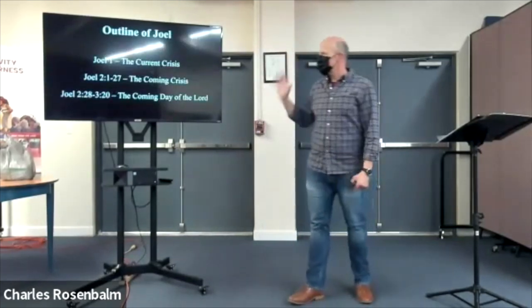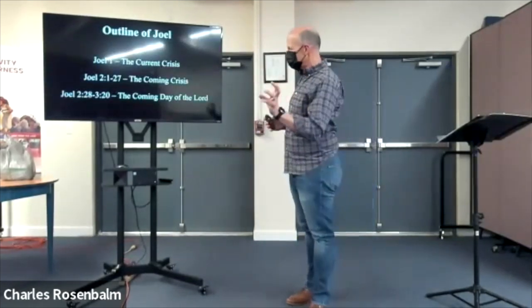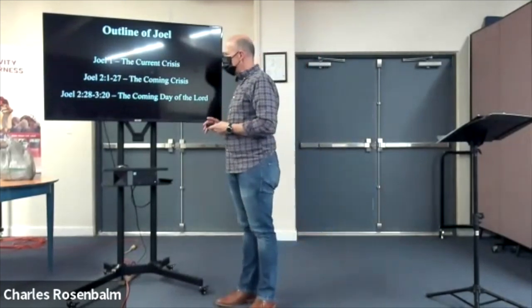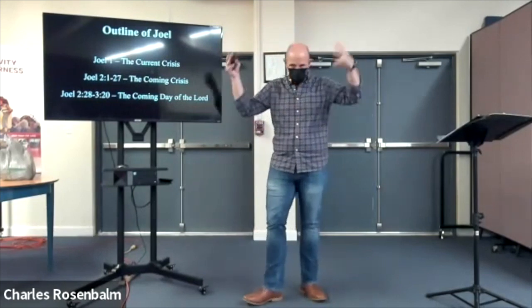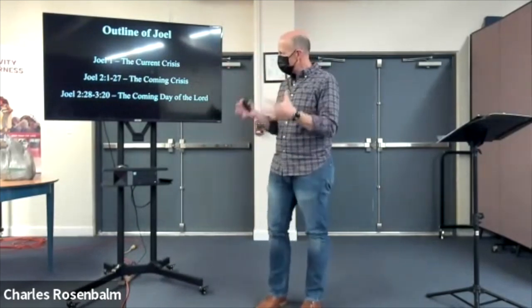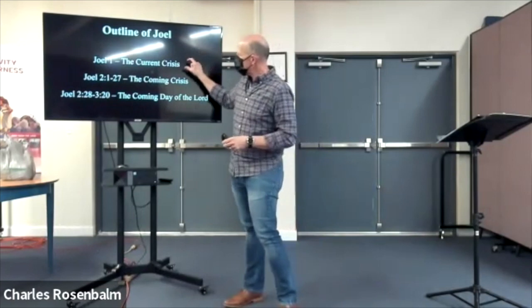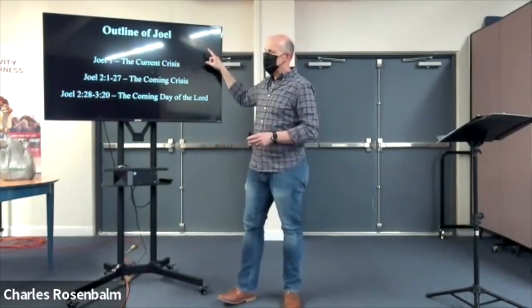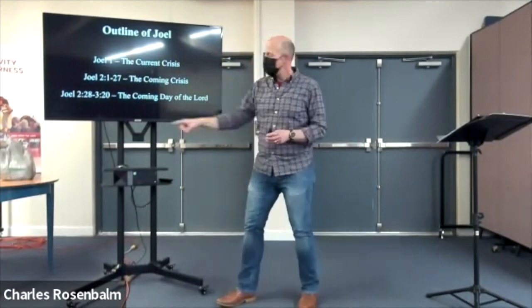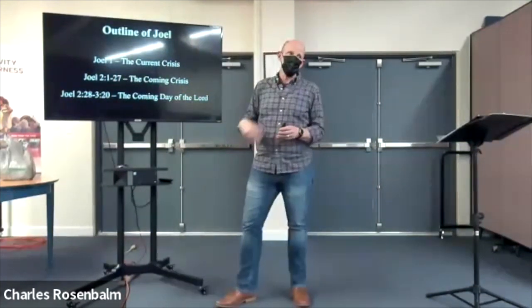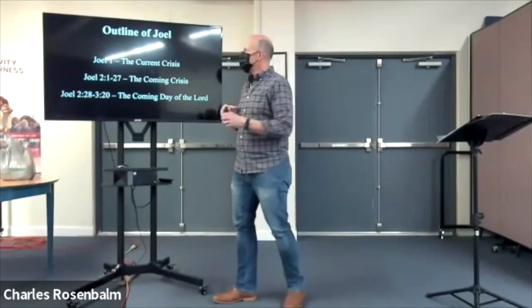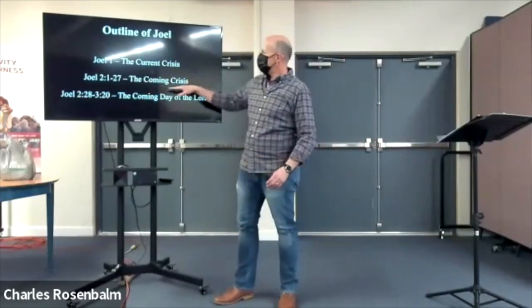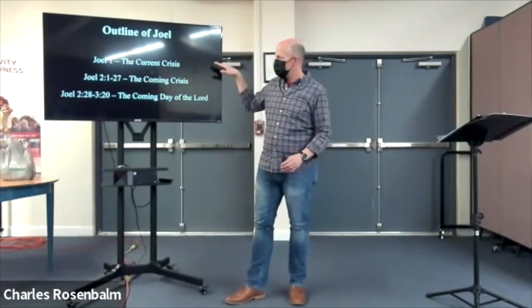Let's move on. An overview and outline of Joel. Again, it's a short book, only 3 chapters. It starts out in chapter 1, indicating there's something happening. There's a crisis the people are experiencing. And this crisis becomes both the reality that they're experiencing and sort of a predictor of the coming crisis. He uses some of the imagery and ideas of chapter 1 and that crisis to talk about another coming crisis that's much bigger.